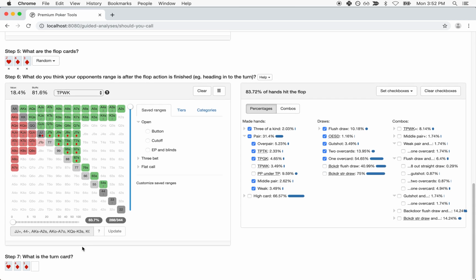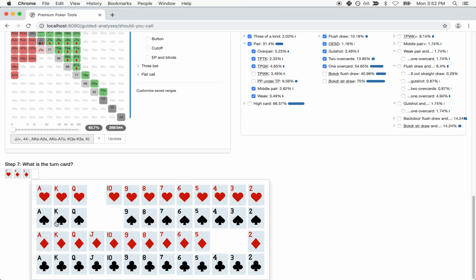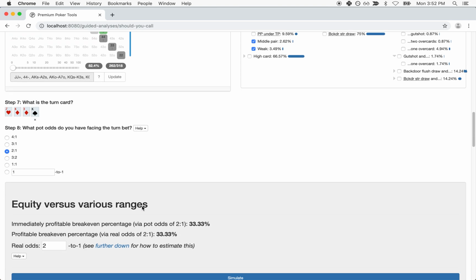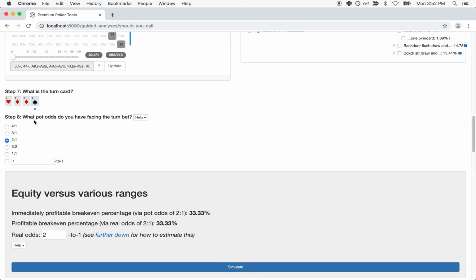Now we're going to move on to step 7. The turn was the King of Spades, so we enter King of Spades. And then our opponent bet full pot. Step 8 is asking us what pot odds we have facing the turn bet. After a full pot bet, we have 2-to-1 pot odds. Let's say the pot is 100, and they bet $100 into it. Now the pot's 200 and we have to call 100. So we have 2-to-1.